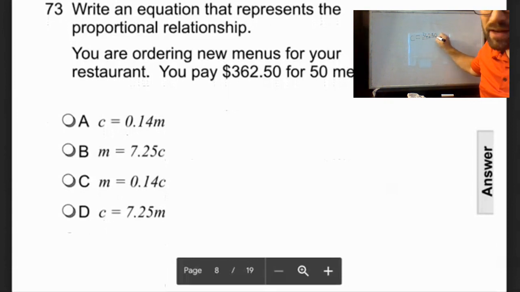$362.50 divided by 50 menus. Now, we're going to want to use M for our menus because the number of menus we order is going to determine how much it's going to cost. And so we can divide that, and that gives us $7.25. So each menu costs $7.25 times M. So our answer in this one would be D.